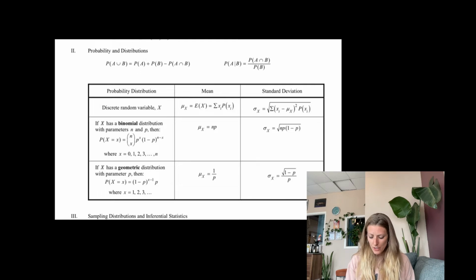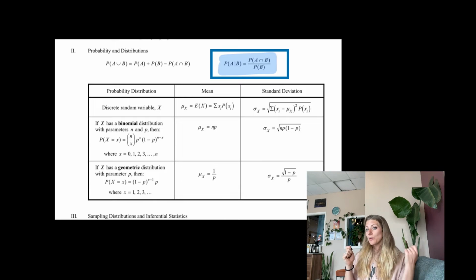And then you also have this other equation, which is the probability of A given B, right? The probability that A is going to happen given that B already happened. So what's the probability of me pulling an ace if I've already pulled a red card? So you already have a red card, and that changes the probability of you picking an ace in the next round. So in order to calculate that, you have the probability of A and B divided by the probability of B.